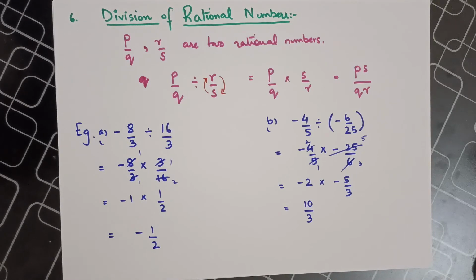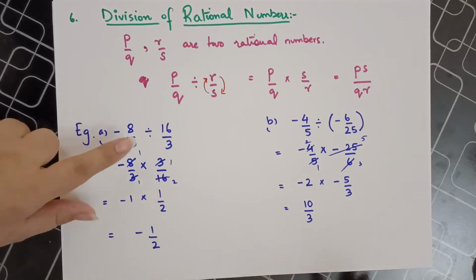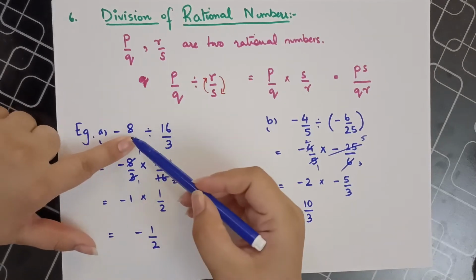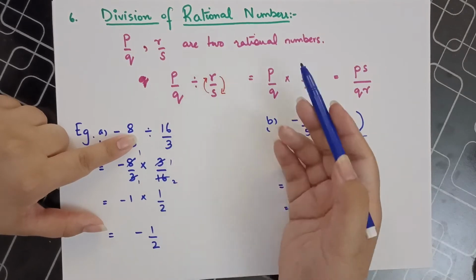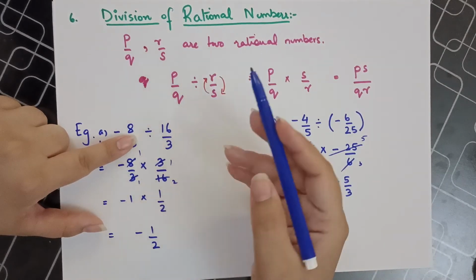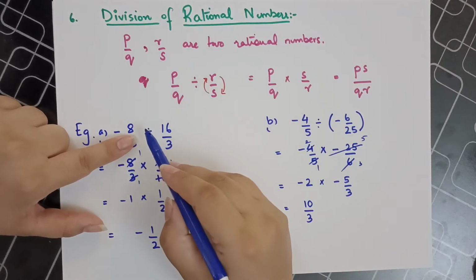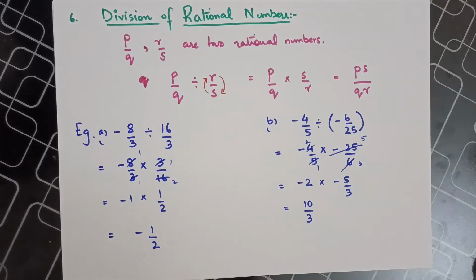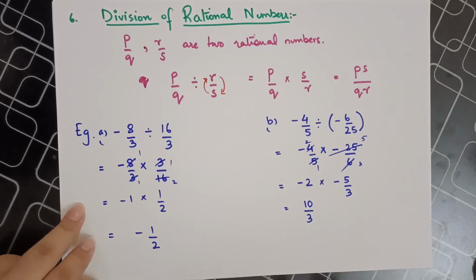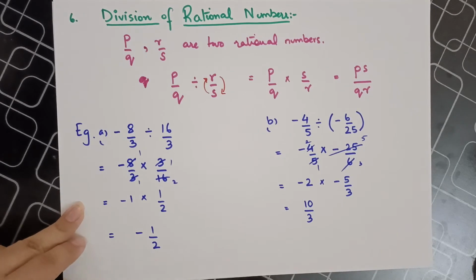Even if there is a division between a whole number and a fraction, still you have to convert the division sign into multiplication for the calculation to become easier. Okay, so this is how you do the division of rational numbers. I'm going to give another example which is a little bit advanced. So I hope that will clear all your confusion about the division and multiplication of rational numbers. Let's have a look at that example.